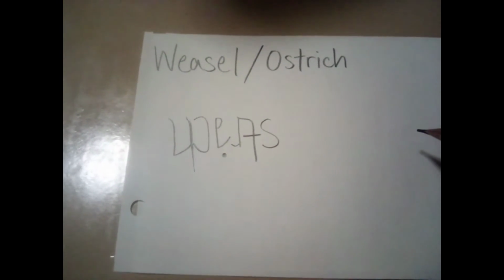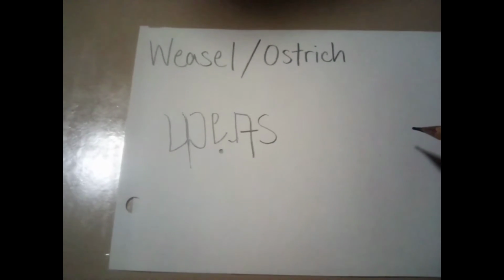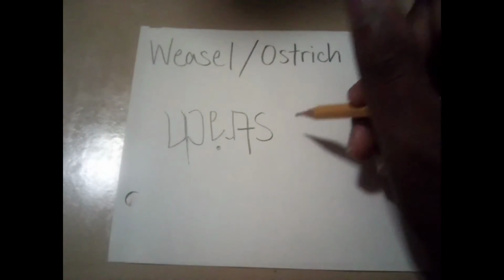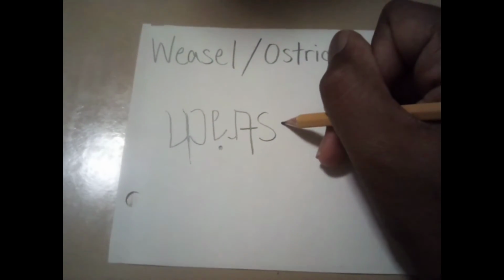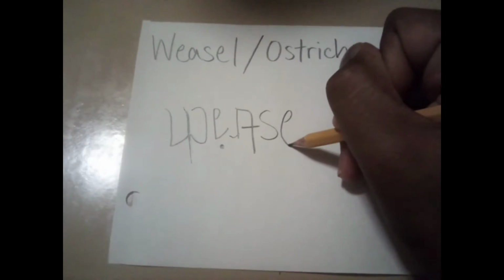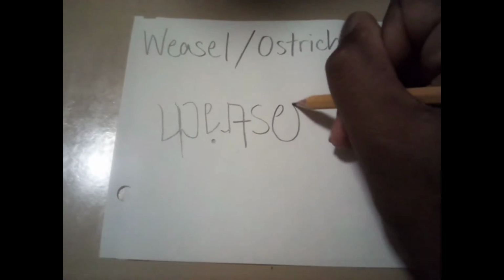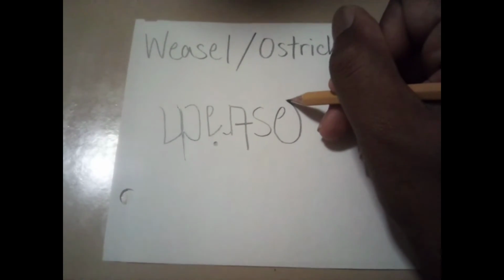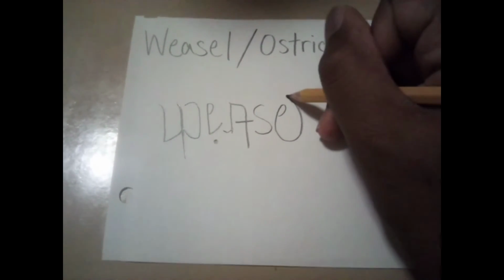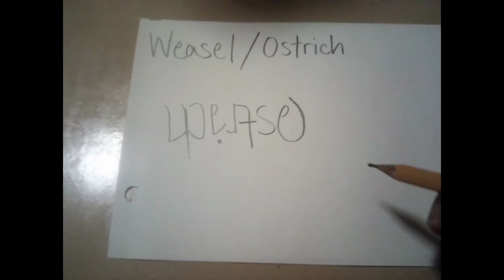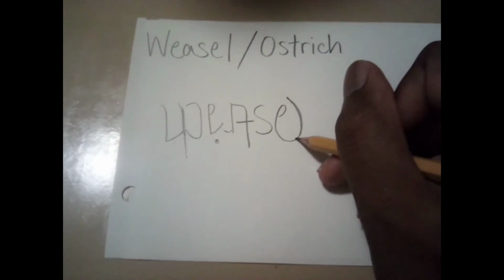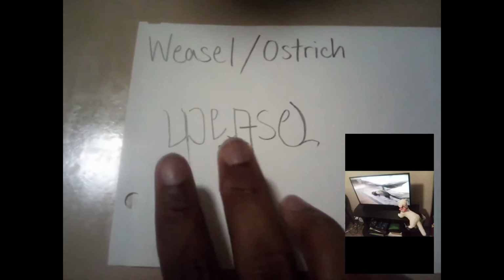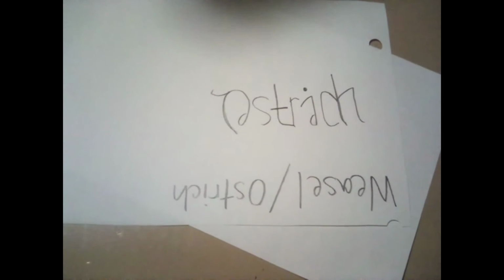And finally, it's an EL to, let's do capital O. We did capital W, so let's do capital O. Because this L is going to be taller than the rest of the letters. You know what? I might do a little bit of flourish. Weasel and upside down ostrich.